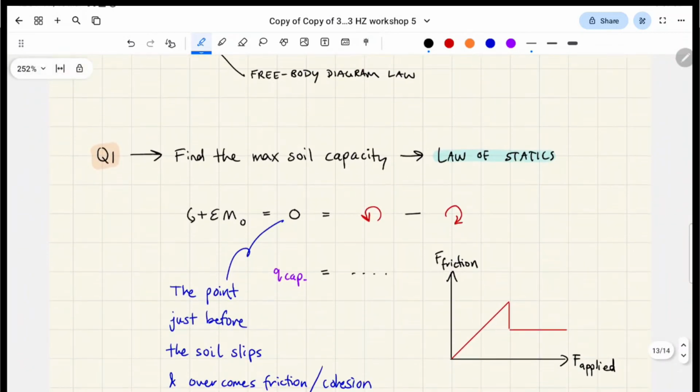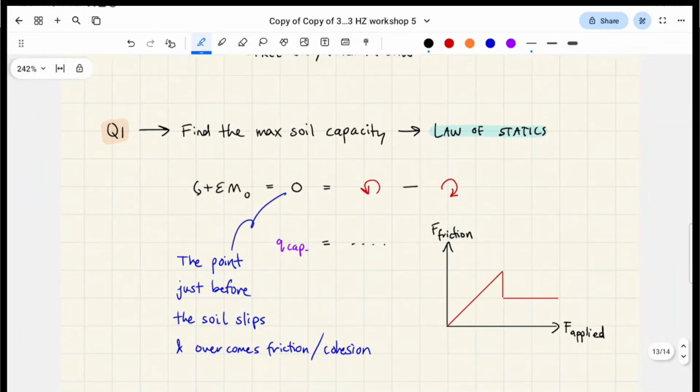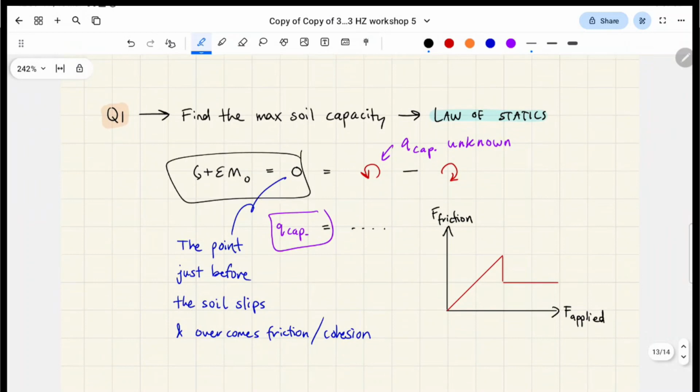So in terms of that first question we looked at, the bending moment one, where there's the slip failure, we had to find the max soil capacity. We used the law of statics to do that. Basically we took the sum of the moments about O, it was in static equilibrium, and our equation for the Q, our capacity, was unknown, right? And that's what we had to solve for, okay? But it's in static equilibrium, and that's the point just before the soil slips, overcoming that friction and cohesion component of the soil's material properties, right?